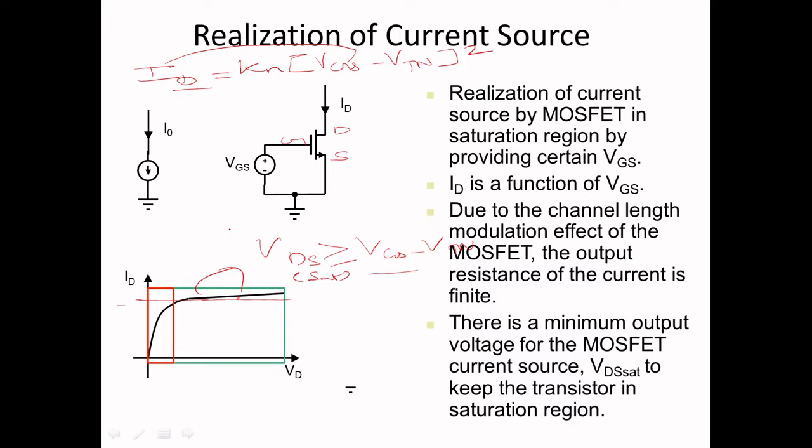There are two cases you want to consider when studying a MOSFET: with channel length modulation, and without channel length modulation. The ideal case is without channel length modulation, but in a real system you have channel length modulation. You want to consider and study both. Now the question is how to design the constant current source.